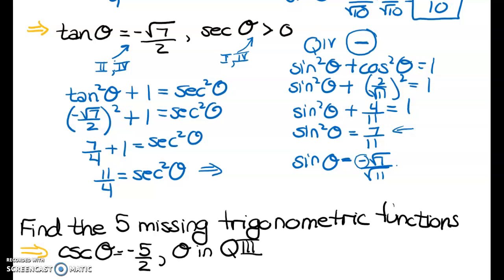Okay, so the final answer we have to rationalize. We cannot leave it like this. The final answer should be a negative radical 77 over 11 for sine.